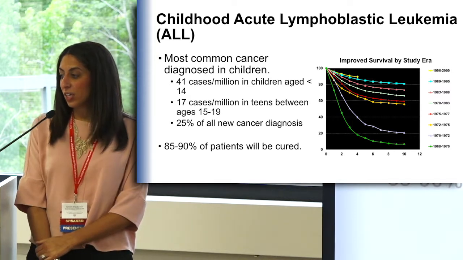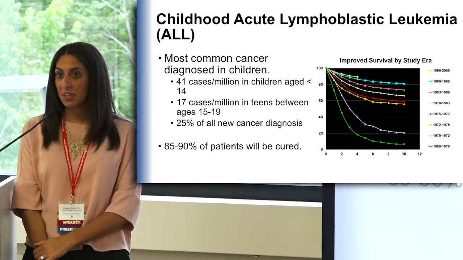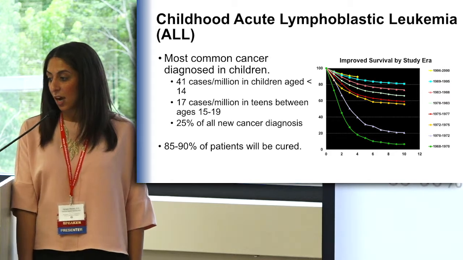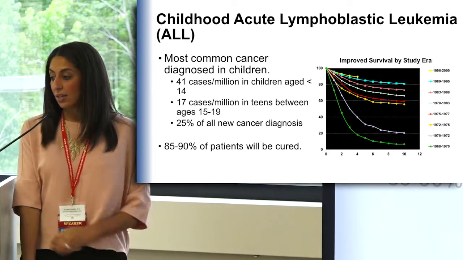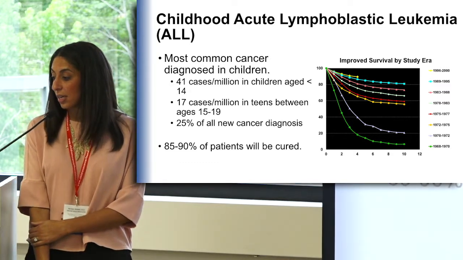So very briefly, childhood acute lymphoblastic leukemia, or ALL, is the most common cancer diagnosis in children. There are approximately 3,000 new cases every year here in the United States. And it afflicts mostly patients that are less than 14 years old. It accounts for about 25% of all new cancer diagnoses.